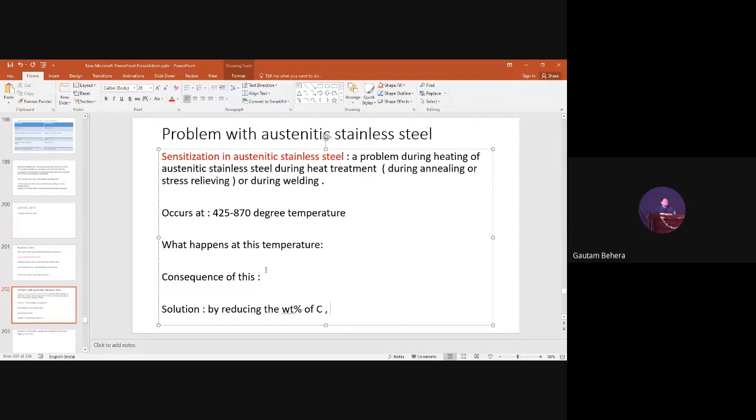I think you have understood that less carbon means less chromium carbide formation. More carbon means more chromium carbide formation. So we want to suppress the chromium carbide formation. If we want to suppress it, we have to reduce the amount of carbon in the austenitic stainless steel. So this is one of the solutions we can have.